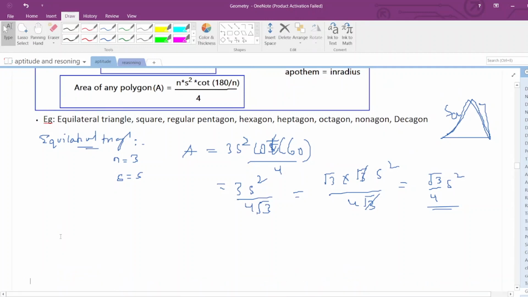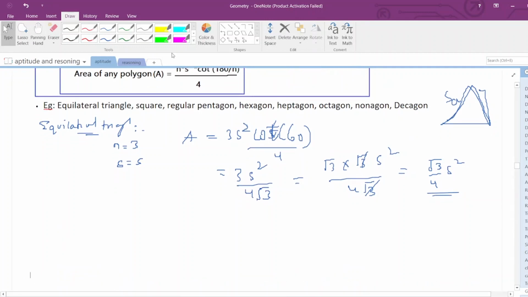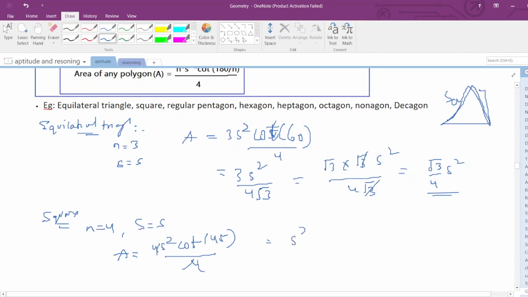Okay, so now I'm talking about the square. We know the area of a square is equal to a into a, right? Let's try to understand here. Let's see how to get the area of the square. So the number of sides is 4, and the length of the side is s. So area A is equal to 4 s square cot 180 by 4, which is 45, by 4. 4 cancels and we have cot 45 equal to 1, so the answer is a square. So the area is a square. We know that it is side into side. Got it, right?